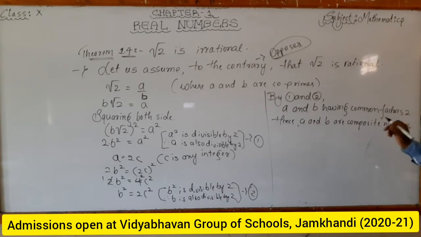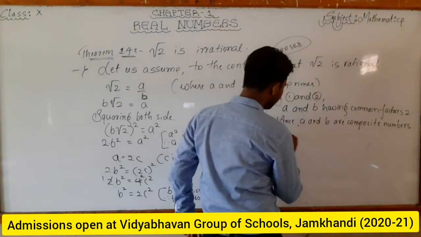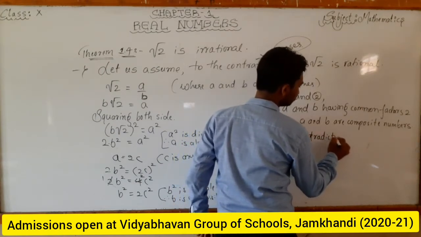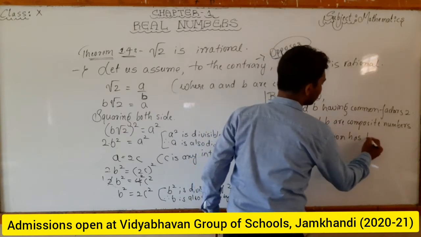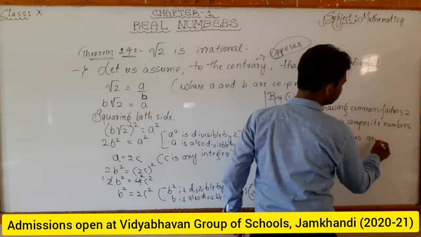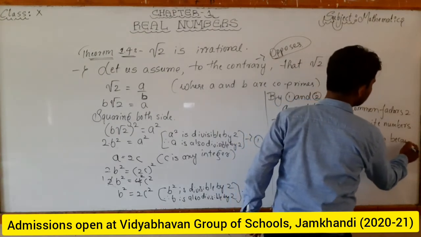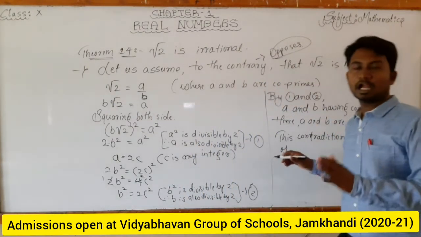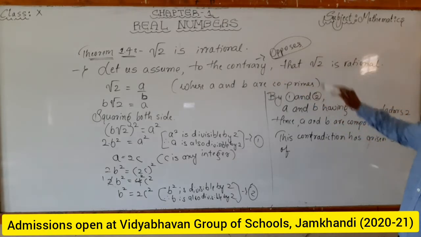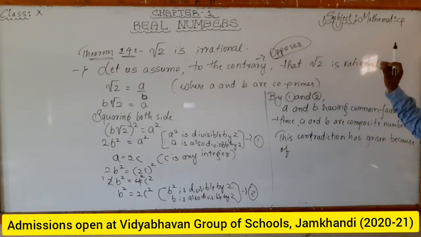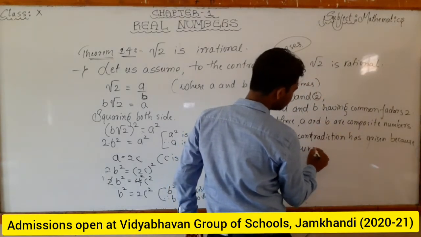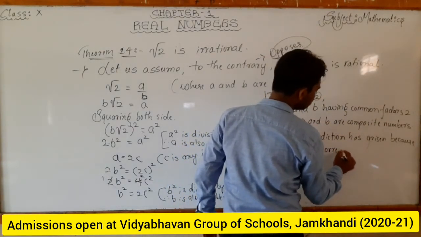This contradiction has arisen because of this. See, this contradiction I have told, contradiction means that it opposes this. But this contradiction has arisen because of our incorrect assumption.